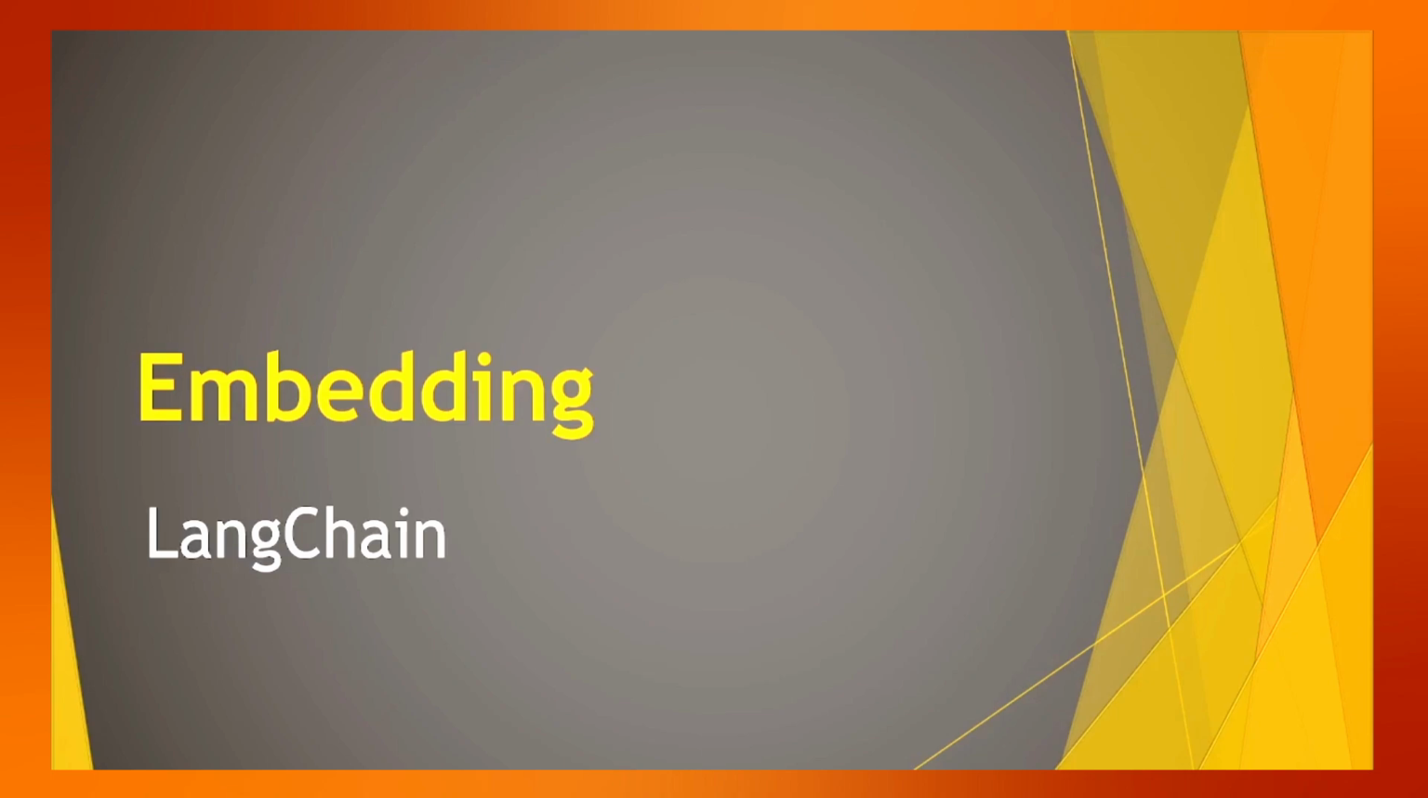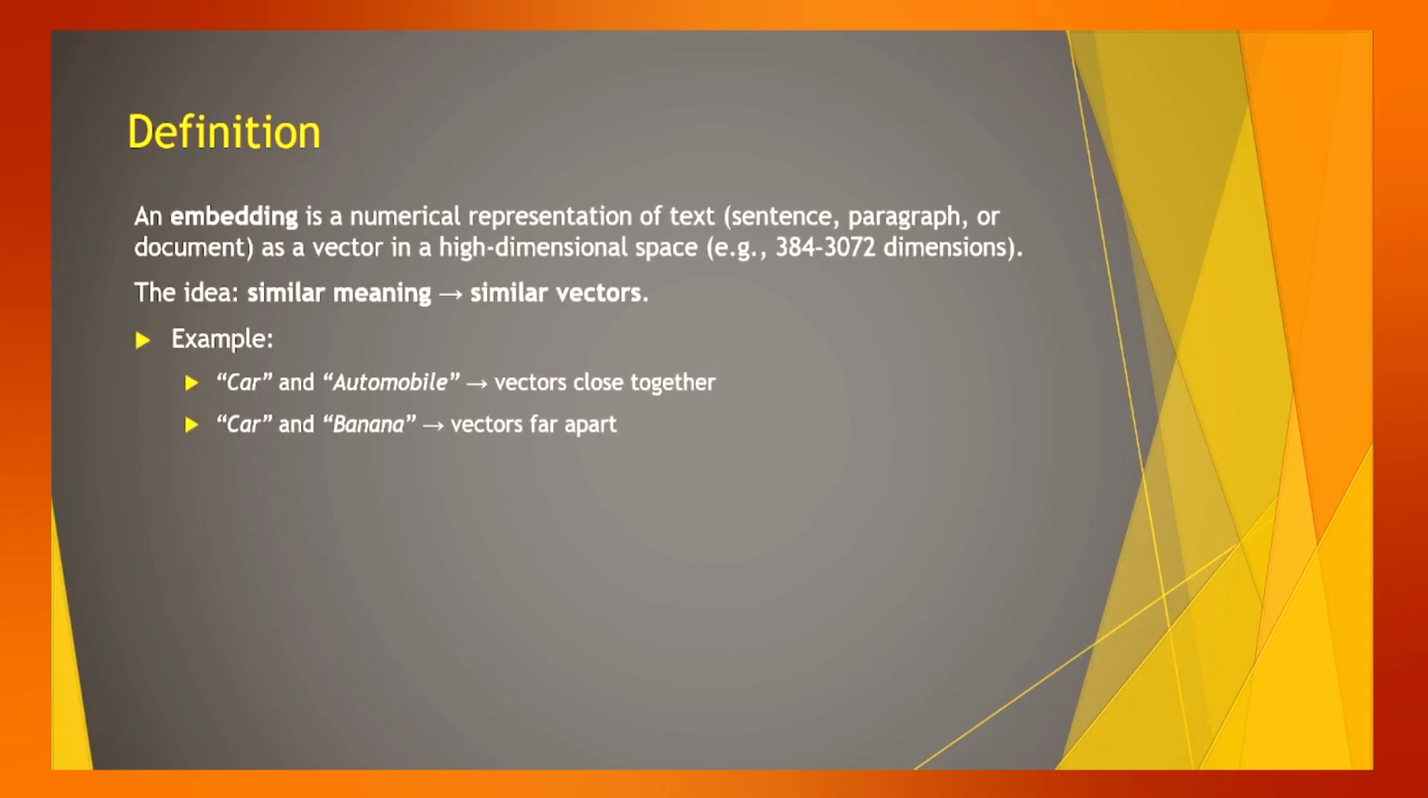In this video, we'll discuss embedding. Embedding is the third most important component of RAG architecture, which I have shown you multiple times. So let's get started. Here is the definition. An embedding is a numerical representation of text. Text means a sentence, paragraph, or document, as a vector in high dimension space.